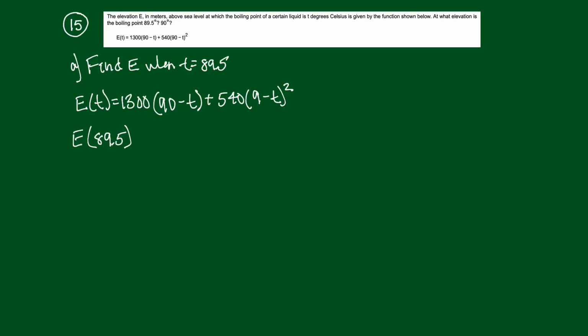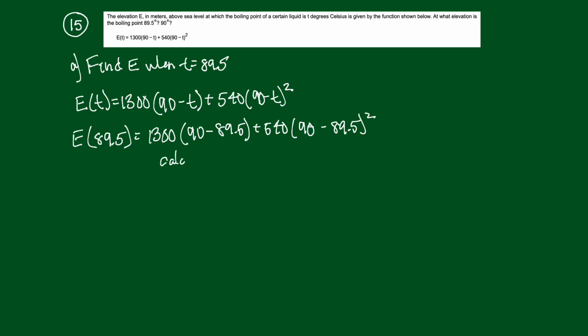So all I'm going to do is look at the formula here. What I did is I replaced that T with 89.5. So replace all the T's with 89.5. So it's going to look like this. This will be 1,300 times the quantity 90 minus 89.5, plus 540 times the quantity 90 minus T, now T is what? T is 89.5, squared. So calculator for sure, right?